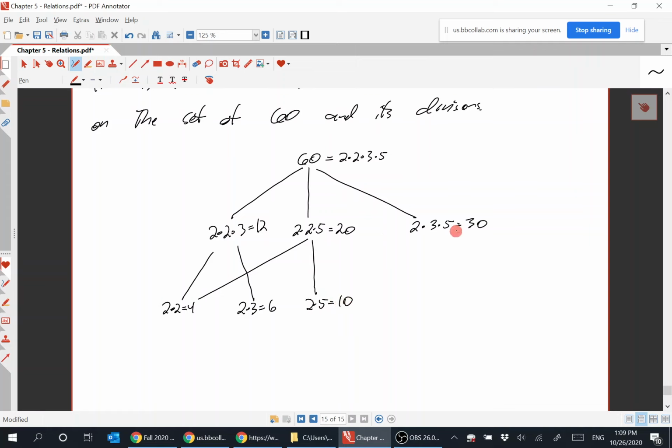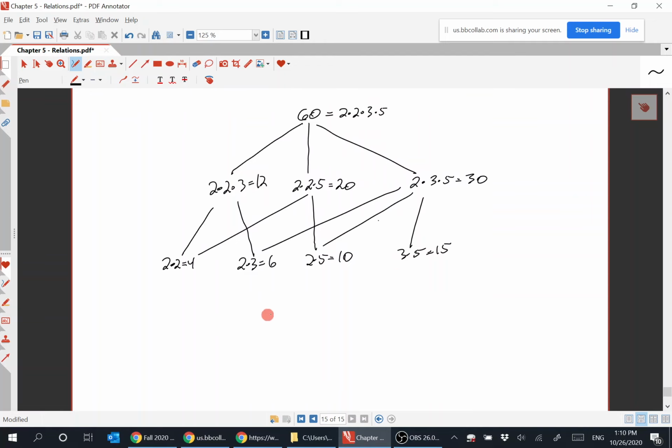Here, what's the only one out of these that we're missing so far? We've got 6, we've got 10. Well, we don't have 15. And then 2 times 5 goes here. 2 times 3 goes here. 4 does not. So 2 times 3, 2 times 2, 2 times 5, 3 times 5. Anything else? 2 times 3 times 5, 3 times 5, 2 times 5, 2 times 3, 2 times 2.